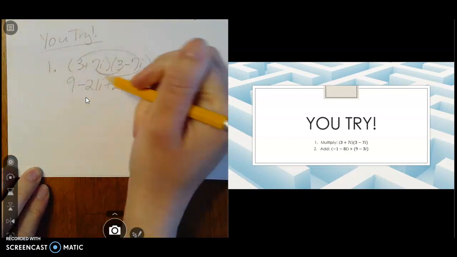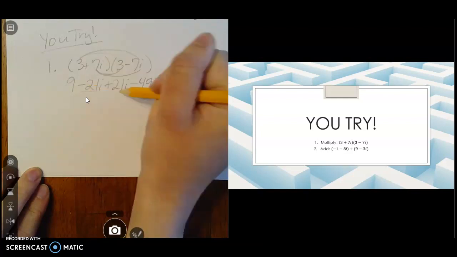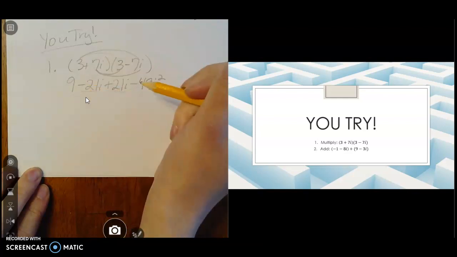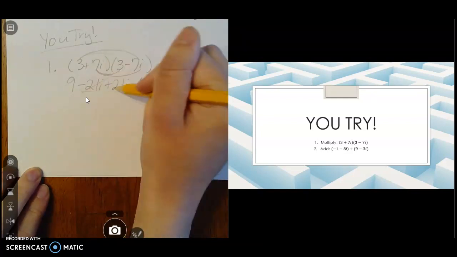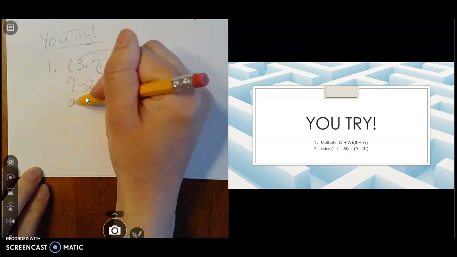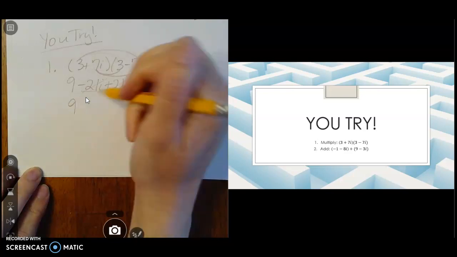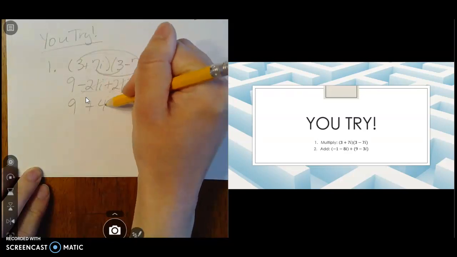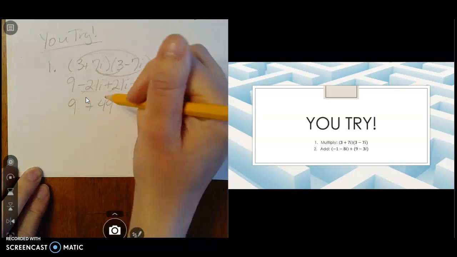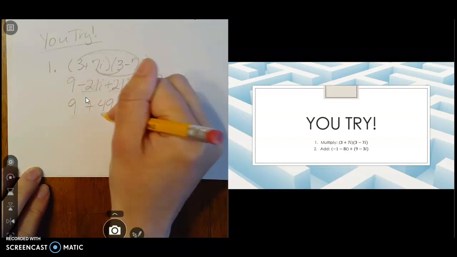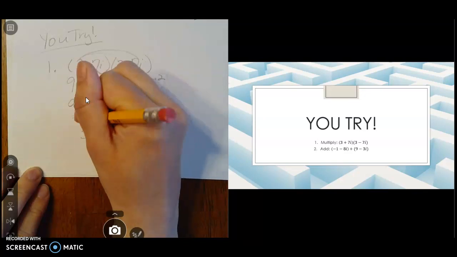From here, see the i's are like terms. Negative 21i plus 21i would be 0. So those cancel out pretty nicely. We just have a 9 here. Also, the i squared is negative 1, and negative 1 times negative 49 is a positive 49. Then we can add our last like terms. 9 plus 49 is 58.